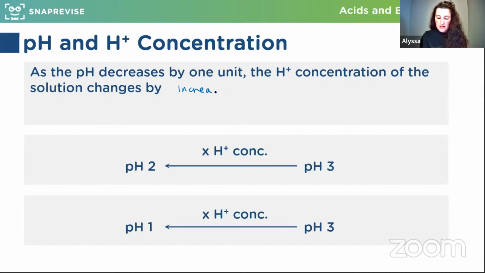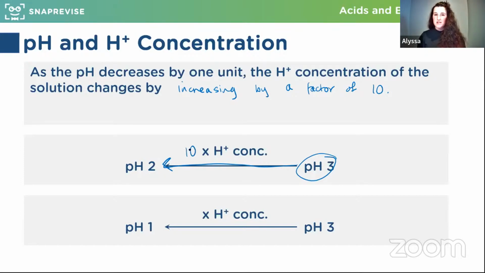So increasing by a factor of 10. So as we go from pH 3 to pH 2, we actually get 10 times more H+ in solution. So if I have an acid that's pH 3 and I have another acid that's pH 2, the pH 2 will have 10 times more hydrogen ions floating around in the acid than the pH 3.